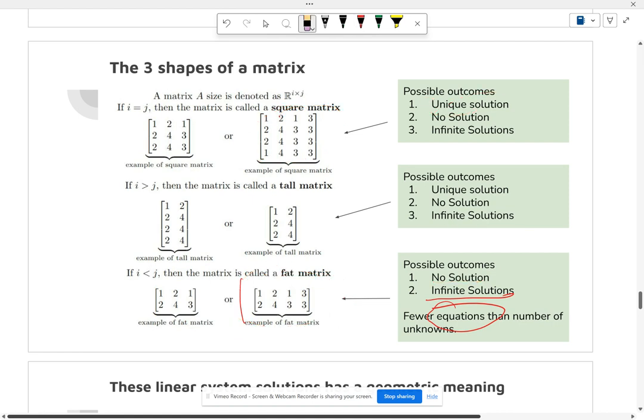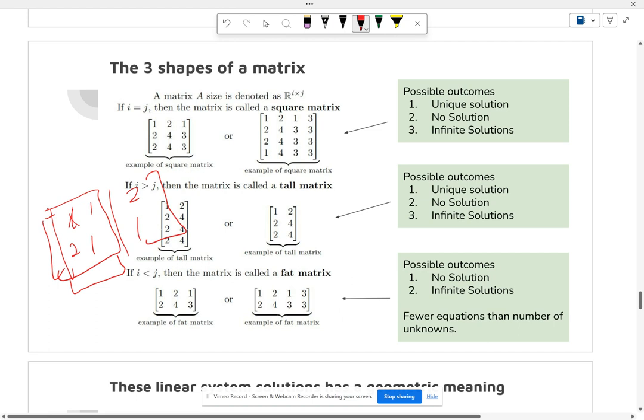Now, when we're talking about these matrices, remember the augmented matrix? 1, 1, 2, 1. We're talking about this portion here. This is the matrix we're talking about, that is singular, tall, fat, or square. If this is, like I said, a fat matrix, then it is impossible to have a unique solution.